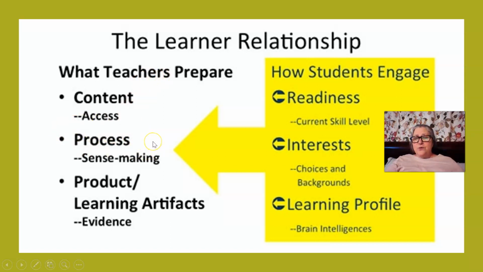The process. So you've got a skill that you want to teach. What respectful way can you teach it? And thinking about the readiness and the interests of the students that are going to be engaged in that process. And the product. What are some acceptable pieces of evidence for whether or not a student has mastered the learning goal? And as far as students are concerned, we do have to consider their current skill level, their interest, and their learning profile, the things that they enjoy doing, the ways that they prefer learning.